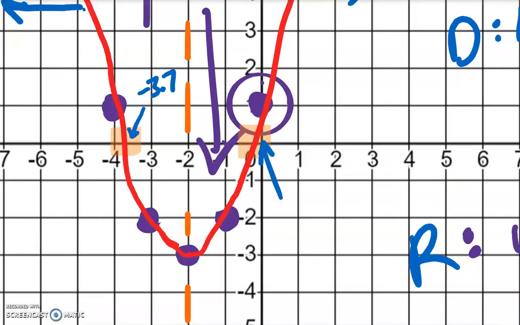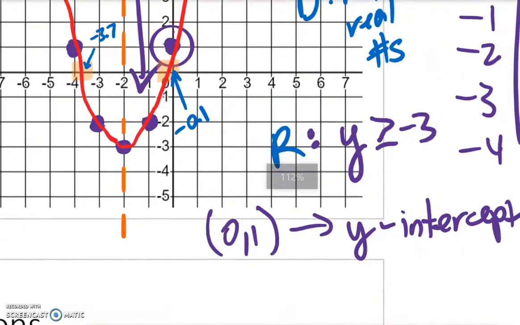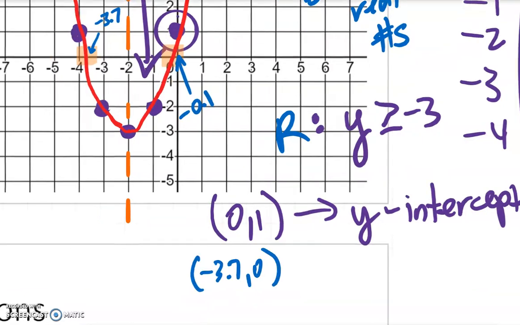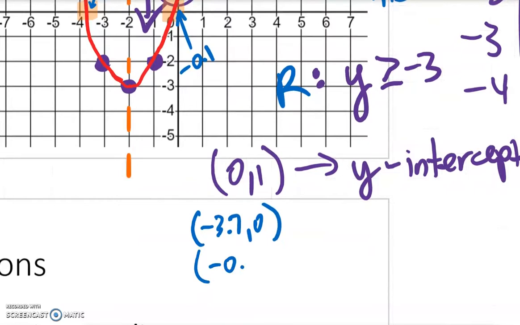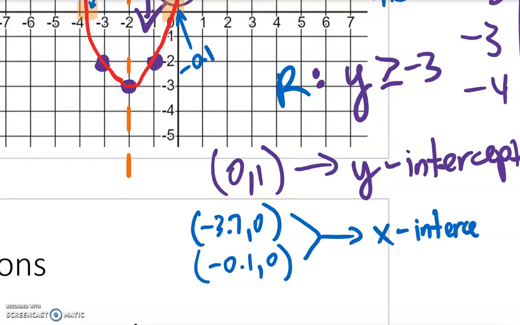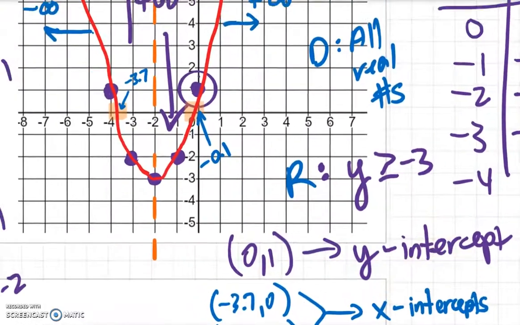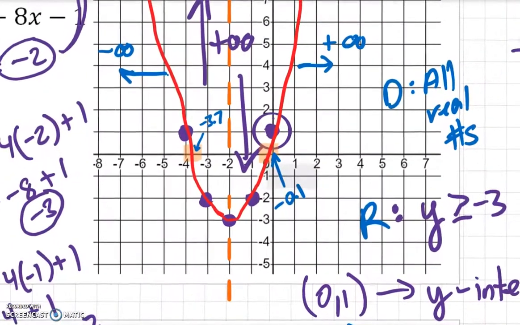And then this one right here, it's just to the left of zero, so maybe like negative 0.1. Again, just estimating those x-intercepts. So we say our two x-intercepts are (negative 3.7, 0) and (negative 0.1, 0). We have two x-intercepts because this graph crosses the x-axis twice, and we are just estimating those. Those are called x-intercepts of the graph.